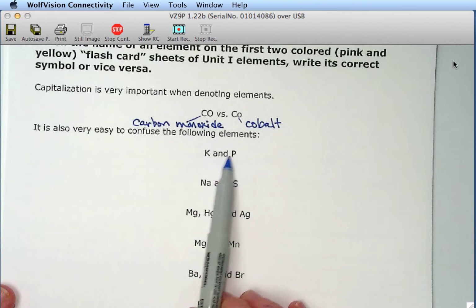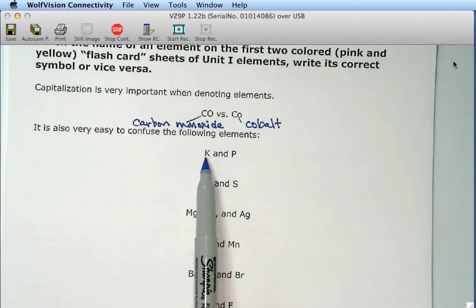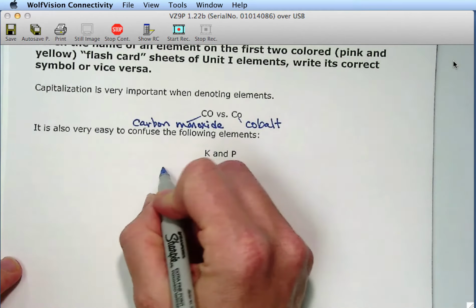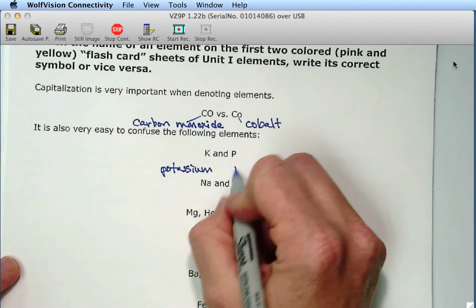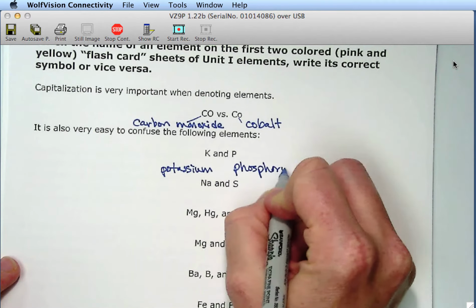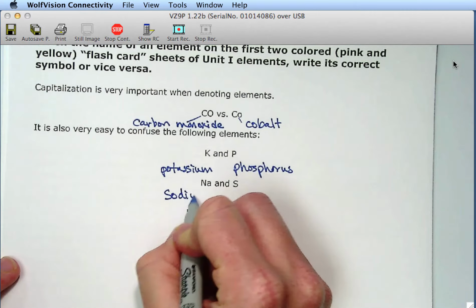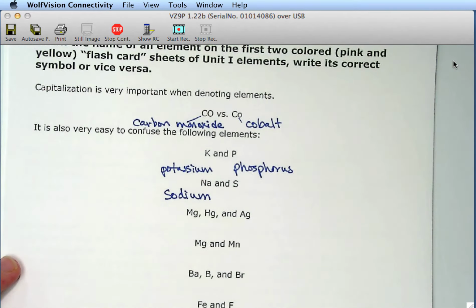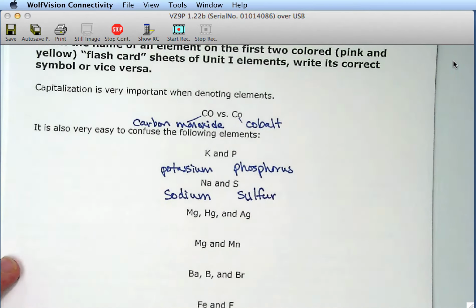These elements, when they're in their pure form, it's very easy to confuse the symbols. What's K? Potassium. What's P? Phosphorus. Very good. What is Na? Sodium. What's S? Sulfur. Good. So I saw a lot of confusion on S, either sodium or sulfur mixed up. So just be careful with that.